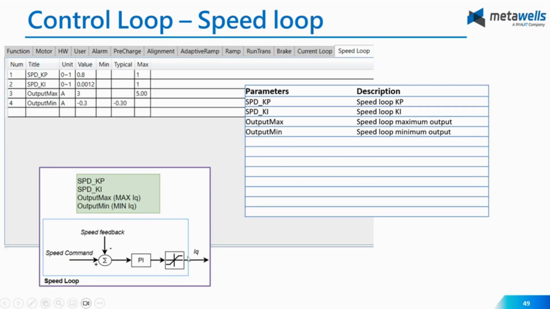If the load is too heavy and the motor can't reach the target speed, you can try increasing this value. If the load is too heavy, it means you have to increase torque. Increasing torque is equal to increasing the output maximum current IQ.